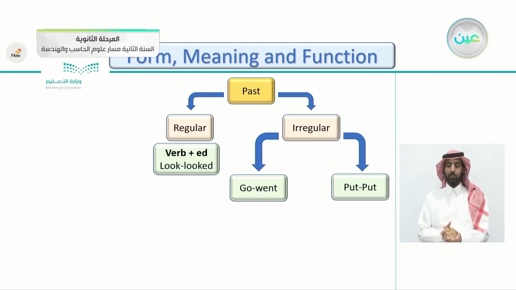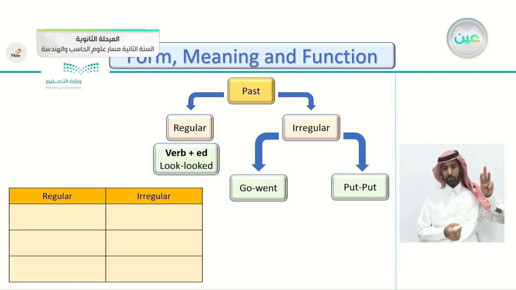The second part of the irregular verbs, where you change the whole verb. Like for example, go is went. We didn't add ed. We changed the whole word. Go is went. So can you give me more examples of the regular and irregular verbs?